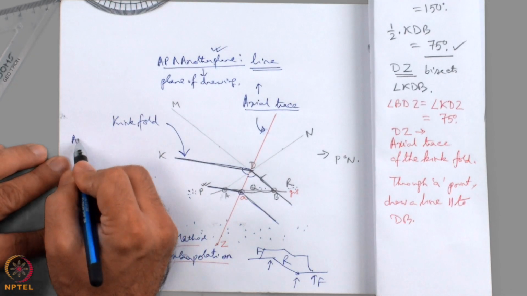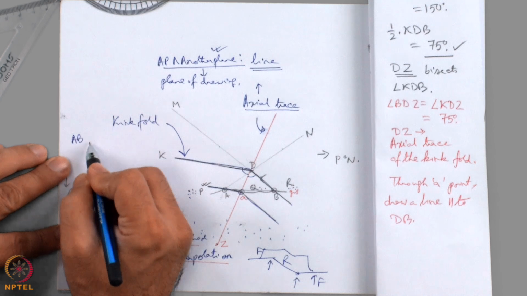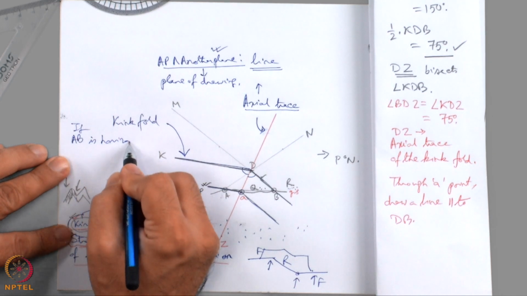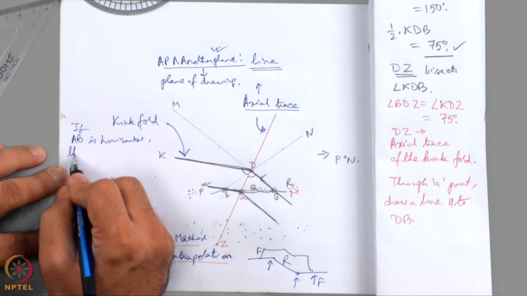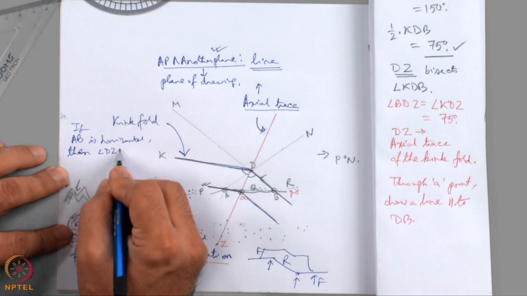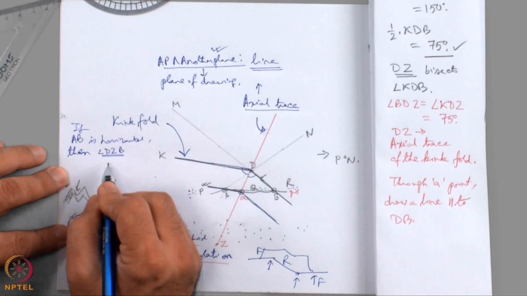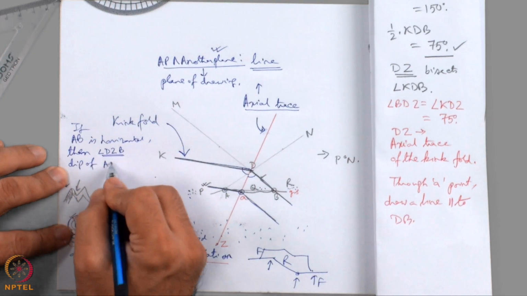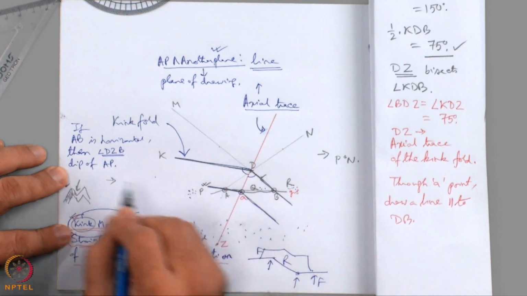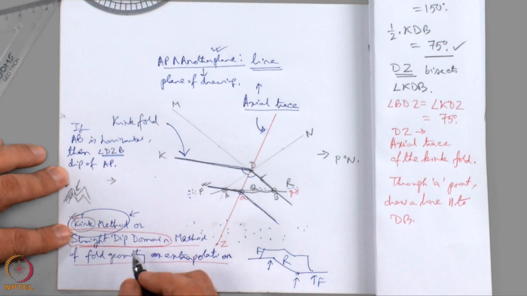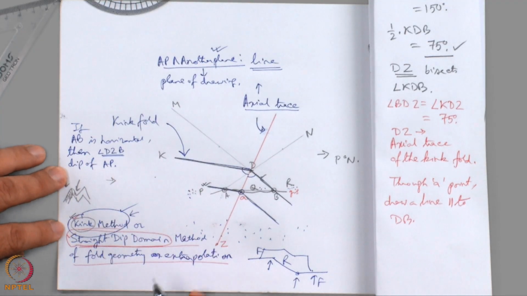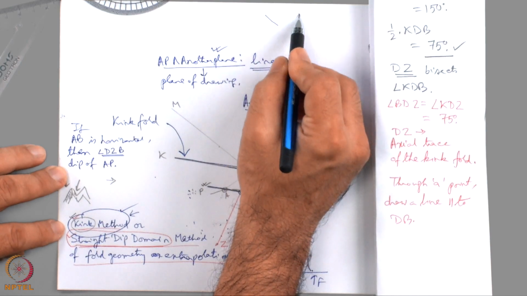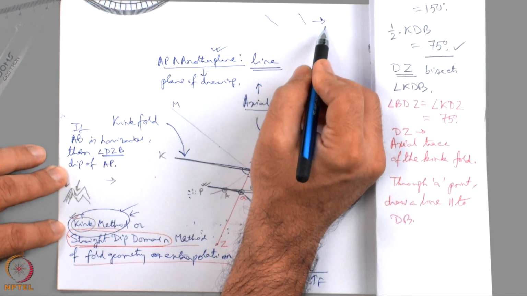In case AB is horizontal, then angle DZB can give us the dip of the axial plane, but only if AB is horizontal. In the case of the kink method and also the busk method, we have assumed that the lithological contacts dip towards the same geographic direction.